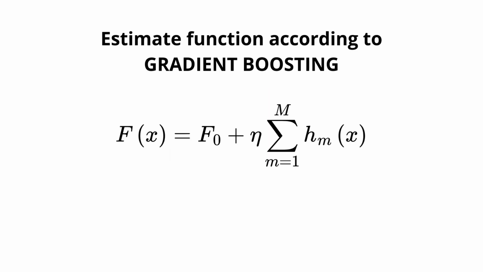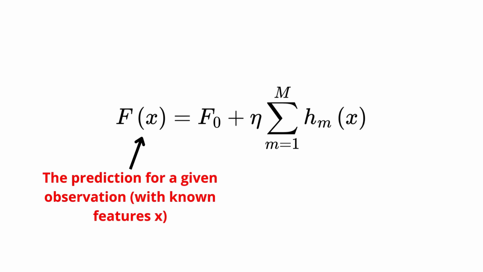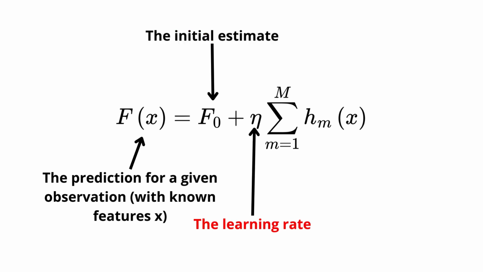First, gradient boosting defines an estimate function as follows. F of x is the prediction for a given observation with known features x. F sub 0 is called the initial estimate. The initial estimate is a constant. It is the baseline on which we will fit our function. This eta is the learning rate and is also a constant. We will further expand on the role of the learning rate later.